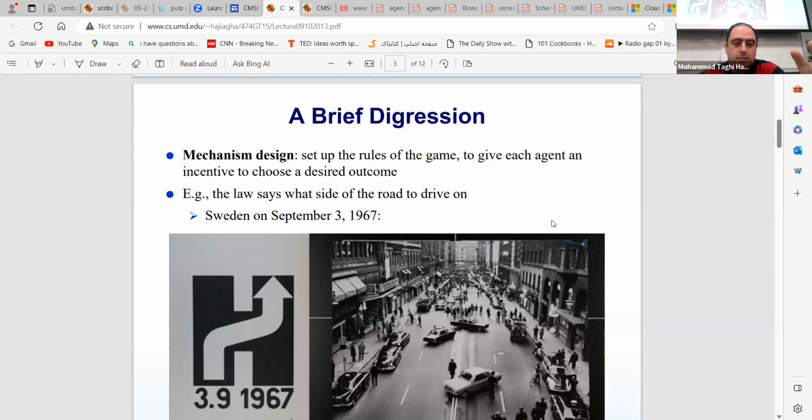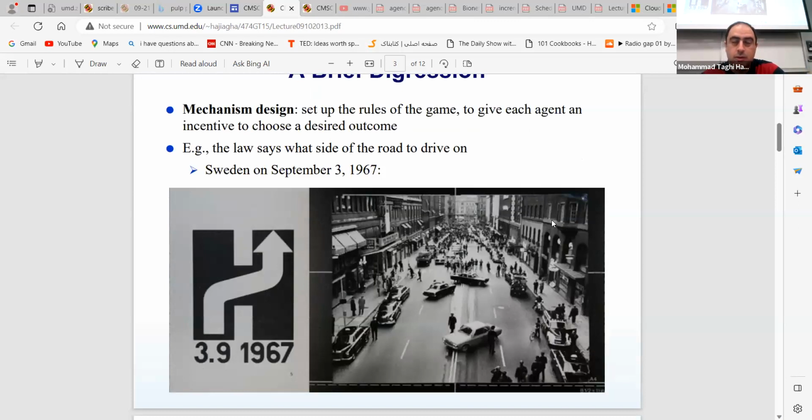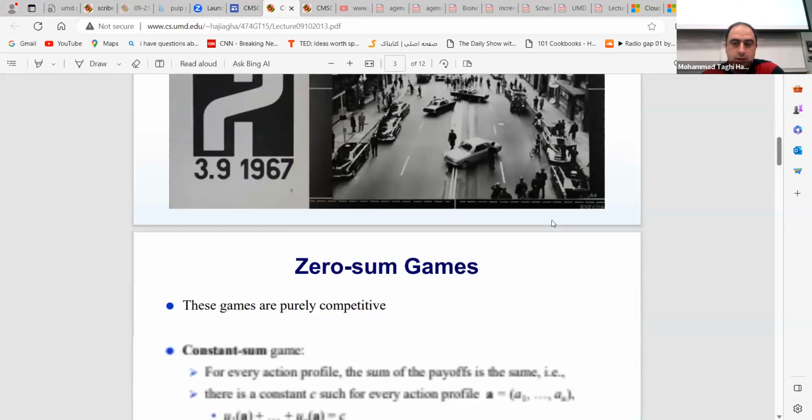And of course, mechanism design should not cause chaos like this, even in the transitions. So we talk more about mechanism design, especially, for example, for auctions and others later. But this was some brief things, or a reminder, about mechanism design.